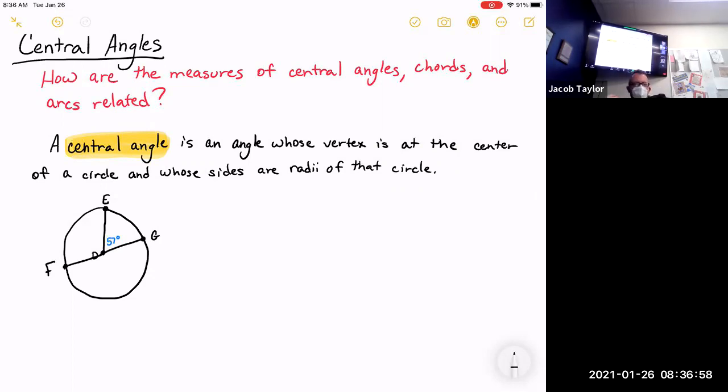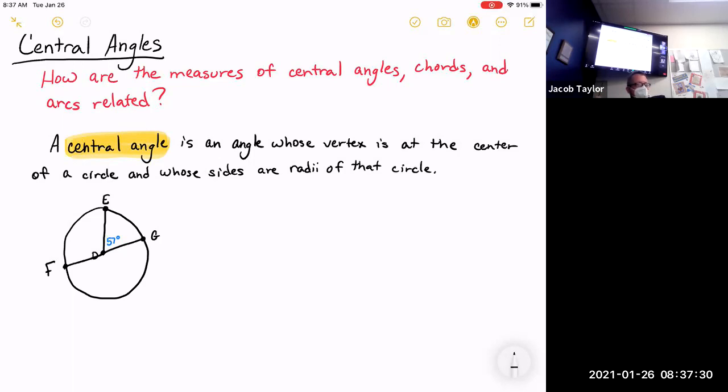Okay, so a central angle in a circle is an angle where the vertex is the center of the circle. That's why it's called a central angle, because the vertex of that angle is in the center. Since the vertex is in the center, the sides of the angle, by definition, are the radii of the circle. Now, this particular circle that I drew for you here has actually got 3 central angles. I only labeled one of them.